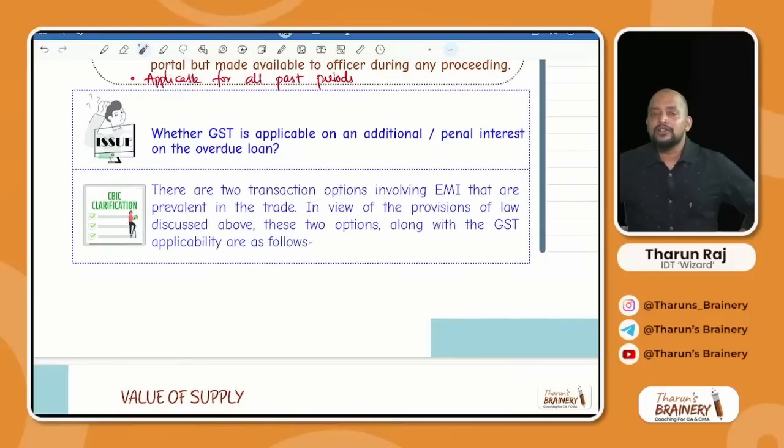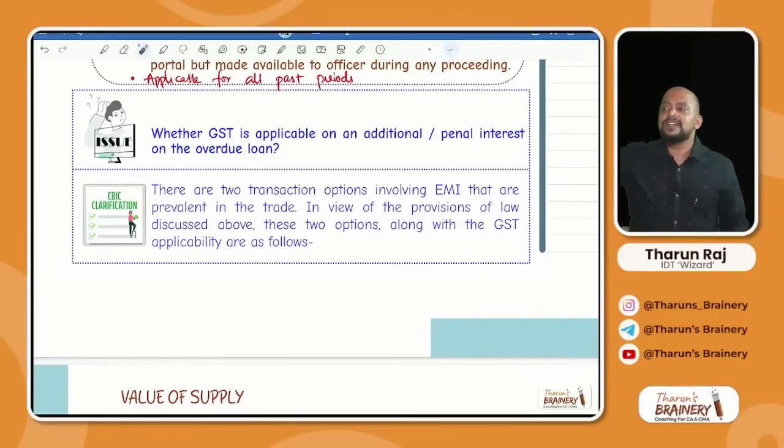What is the treatment of that penal interest? Is it taxable or exempted? Why does this discussion come up first of all? Because interest is divided into two in GST. One is interest on loans, advances, deposits. That interest on loans, advances, deposits will be exempted.